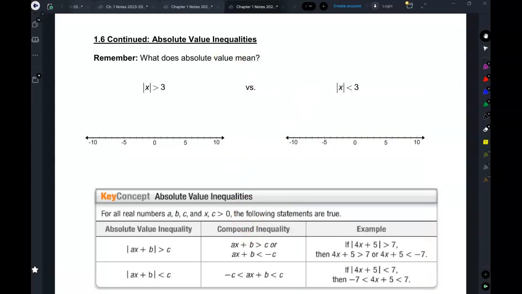Absolute value inequalities this time. But first we have to talk about what absolute value meant. Remember what we said absolute value was? It was how far a number is away from zero.